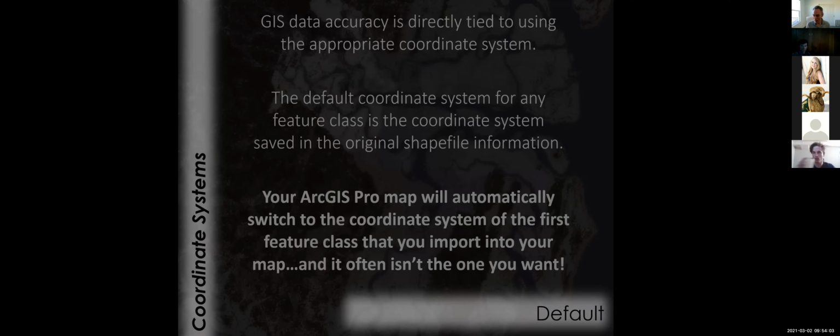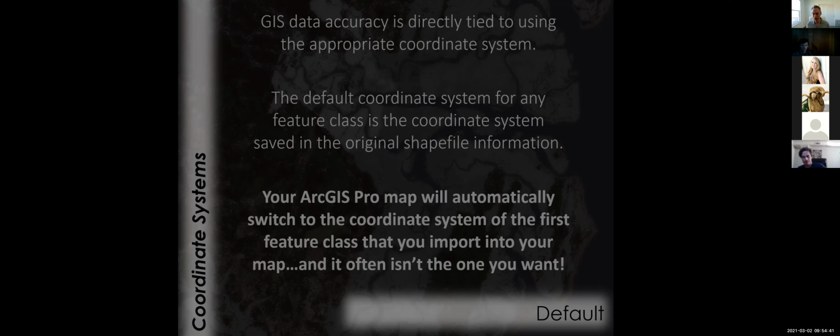And one of the things that you need to be aware of is that the ArcGIS Pro map will automatically switch to the coordinate system of the first feature class that you import into your map. So as soon as you drag a layer and drop it into your map, whatever the coordinate system is for that particular feature class is going to determine the coordinate system for that map. Now you can change that, but that's just something to be aware of because a lot of students forget about this step and it's a crucial step because you need to make sure that you're using the right coordinate system in order to have accuracy in GIS.